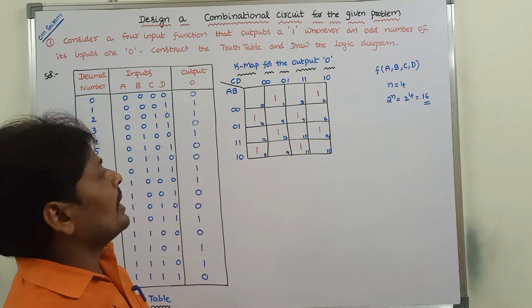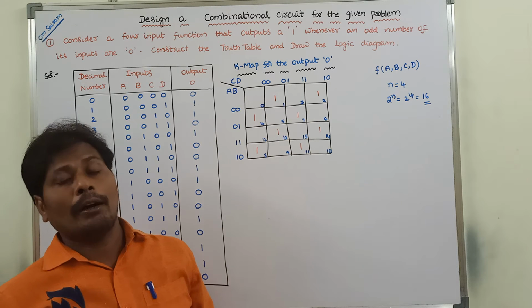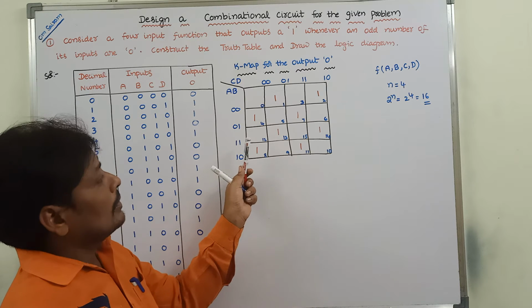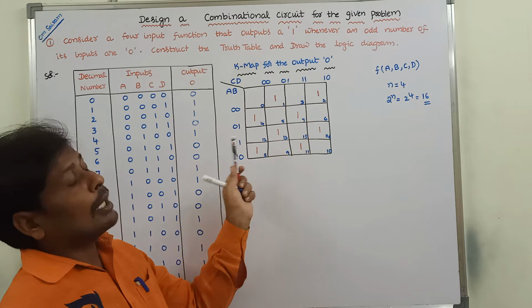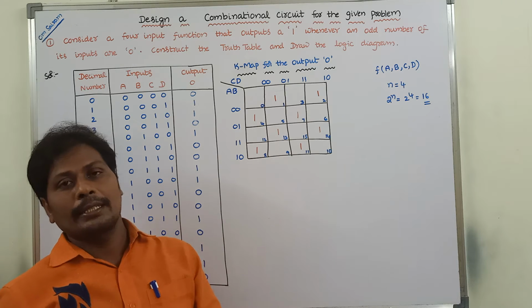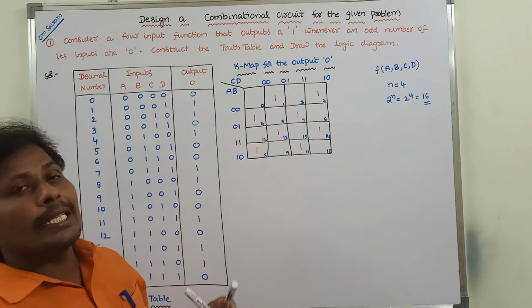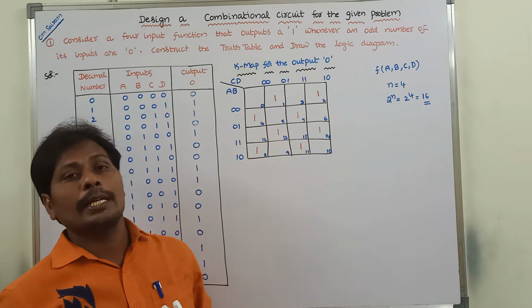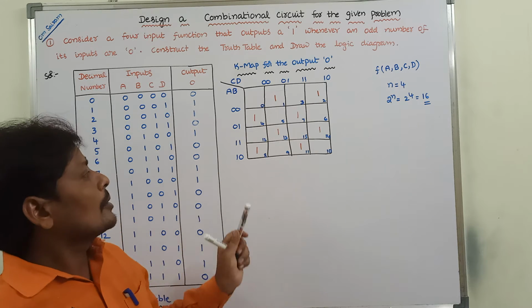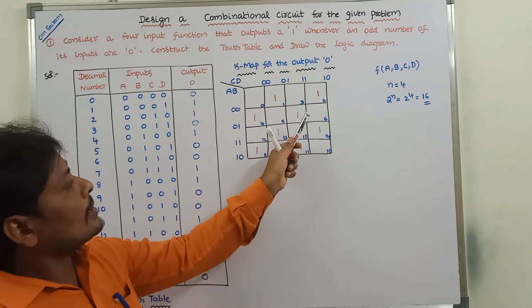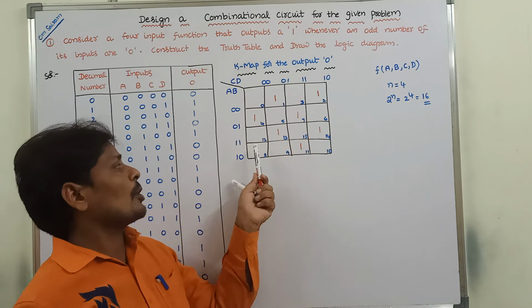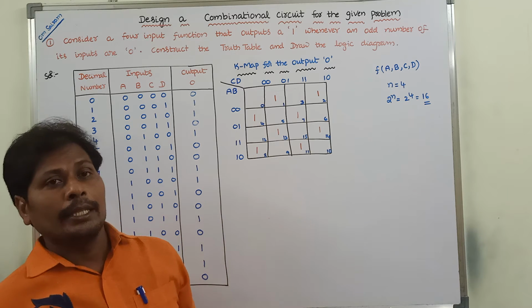First priority is given to the octet. Octet means 8 adjacent ones. Here 8 ones are there, but they are not adjacent. Hence, octet is not possible. Next, we go for quad. Quad means adjacency of 4 ones. Here the ones are not adjacent in this Karnaugh map, hence there is no possibility of getting a quad.